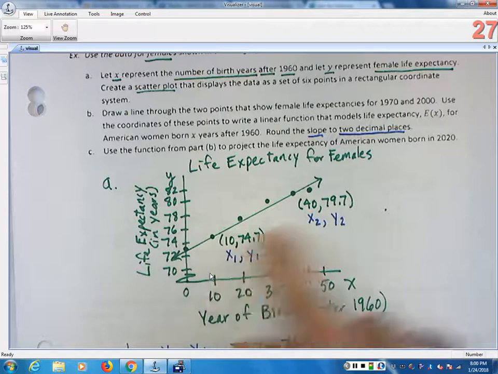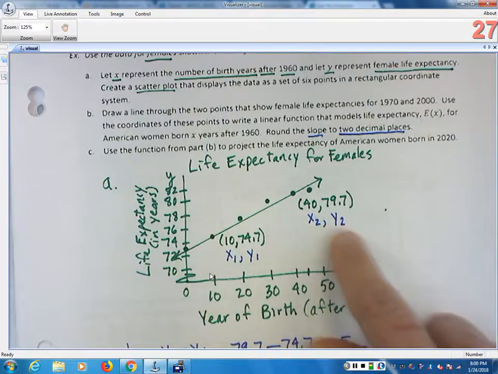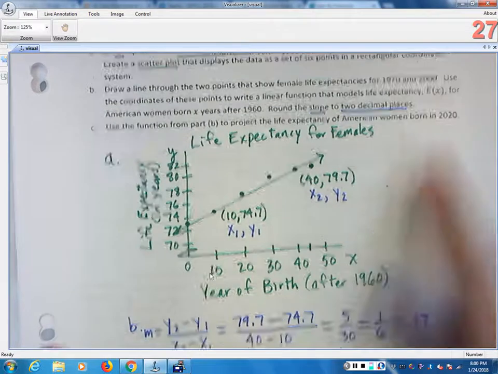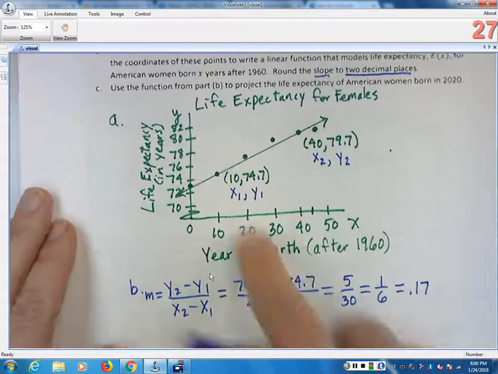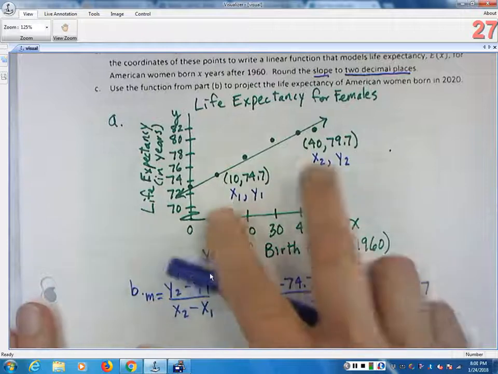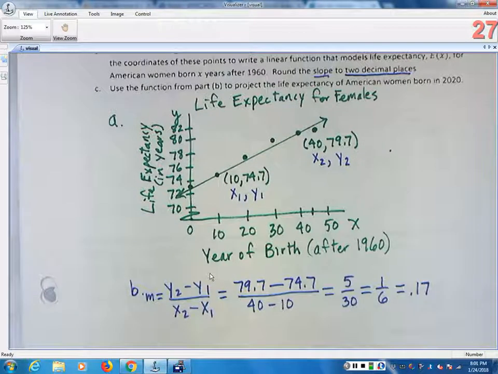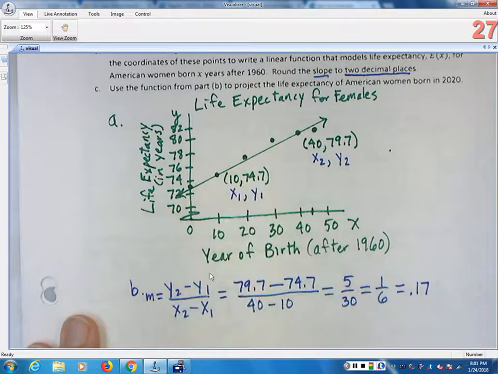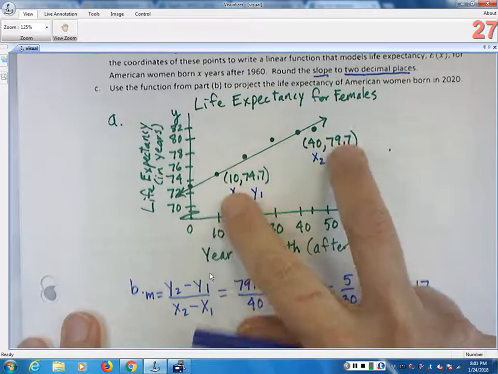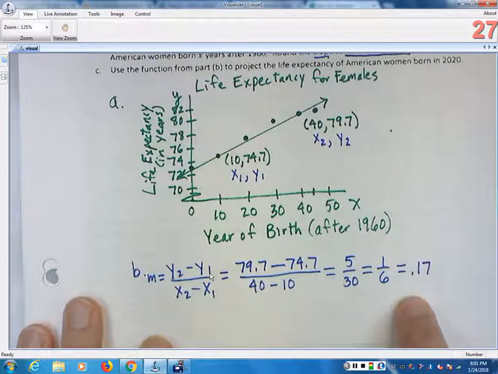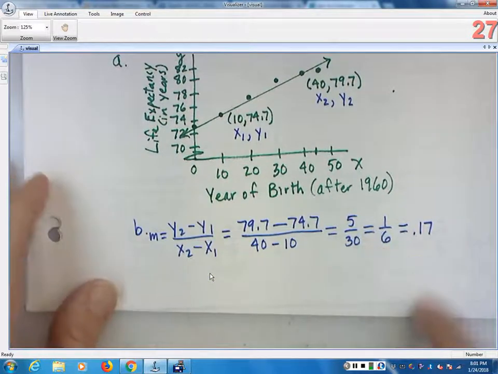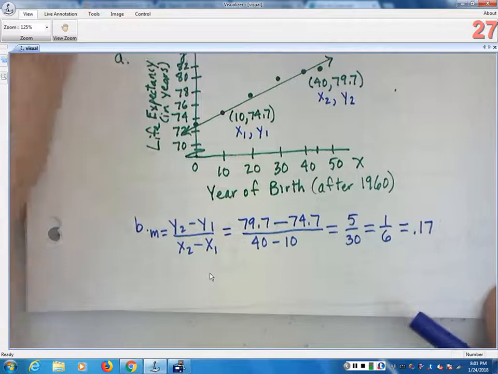So we get 2 points, x1, y1, x2, y2, and then we're going to write a linear function, E of x, that models that. It's just a word problem, and I'm not going to make you draw a scatter plot on the test, though. But you may have a word problem where you have to identify 2 points and find the equation of the line. You get 2 points, you can find the slope, then it said to round it to 2 decimal places. Otherwise, we would have left it as a 6.